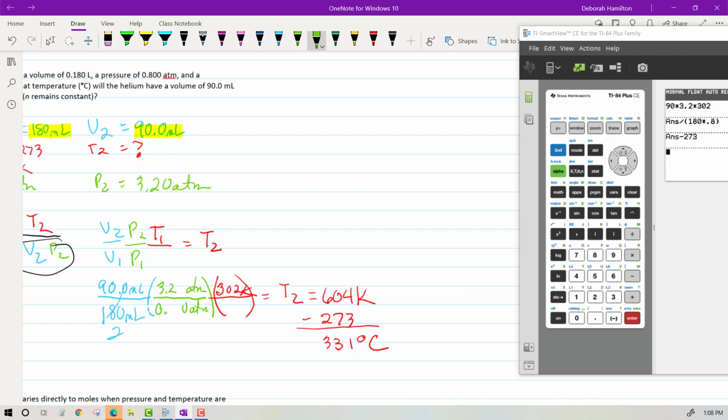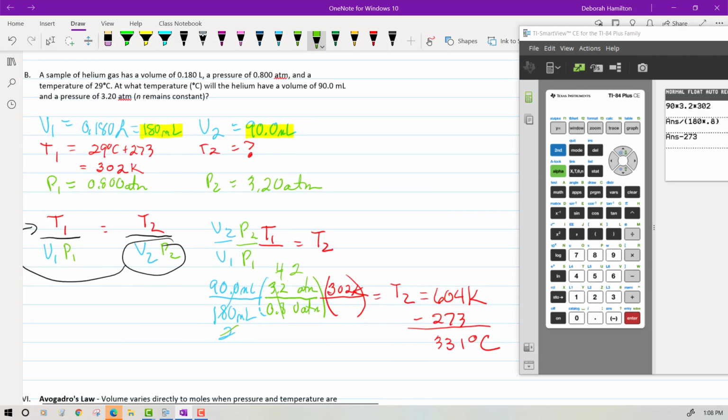And the atmospheres here should be 0.8. And 0.8 into 3.2 is 4. And then 2 into 4 goes twice. So 2 times 302 gets me 604. So anytime you can not use the calculator to help you find your answer, please go for it. And then if I subtract 273 from that, I get 331 degrees Celsius, because that's what the problem asked me to do with the temperature.